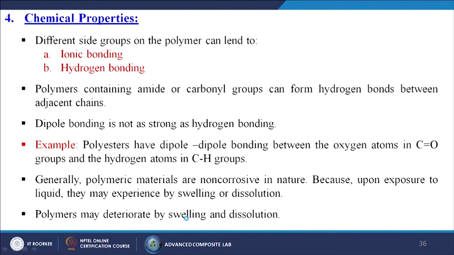So, polymers containing amide or carbonyl groups can form hydrogen bonds between adjacent chains. Dipole bonding is not as strong as hydrogen bonding. Examples like polyesters have dipole bonding between the oxygen atoms of C double bond O groups and the hydrogen atoms in CH groups. Generally, polymeric materials are non-corrosive in nature because upon exposure to liquid they may experience swelling or maybe dissolution. Polymers may deteriorate by swelling and dissolution, which is another property of polymers.